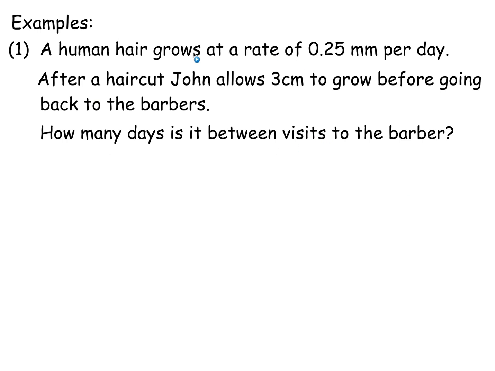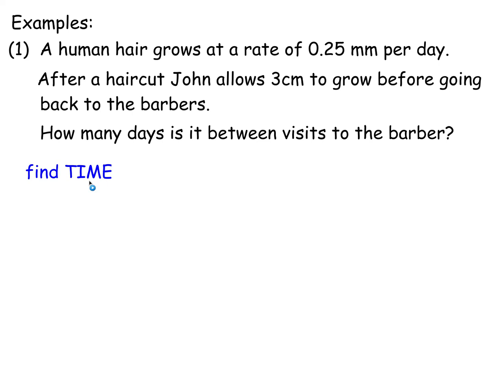So here's the speed at which a human hair grows, 0.25 millimetres per day. So John's going to allow his hair to grow to 3 centimetres, that's the distance. How many days is it between visits to the barber? So millimetres per day, and this is in centimetres. You want the distance to match the speed units. 30 millimetres for 3 centimetres.